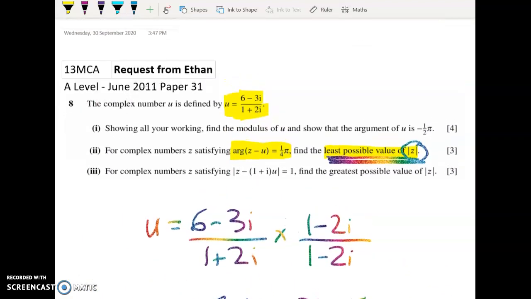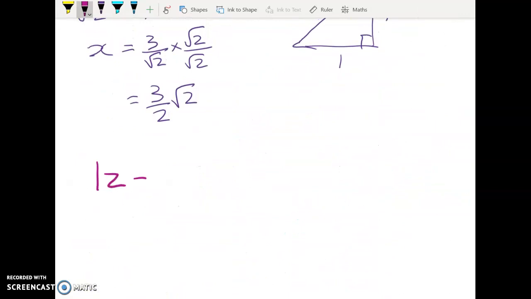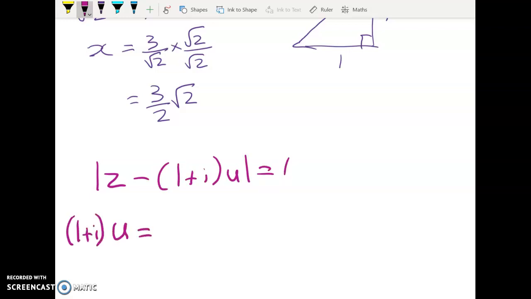So we've got a question that says, for complex numbers satisfying this condition, find the greatest possible value of the modulus of z. The first thing to notice is that we need to do some work on this to simplify that, and then we're going to have a circle. Right, this is a pattern for the locus of a circle. So we're looking for this condition, but we know that u is negative 3i.